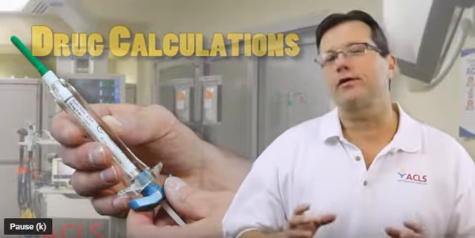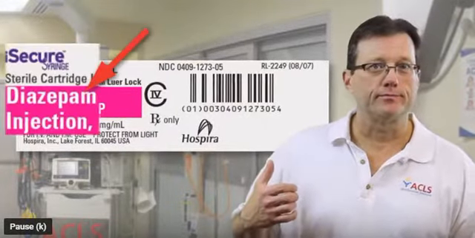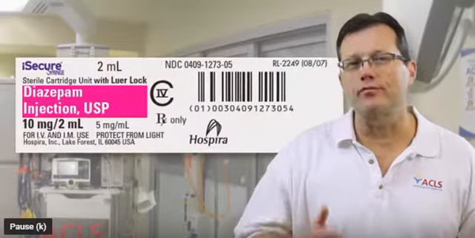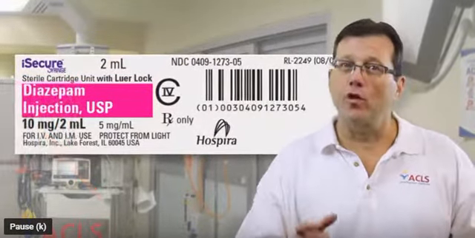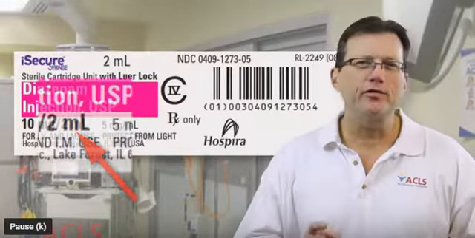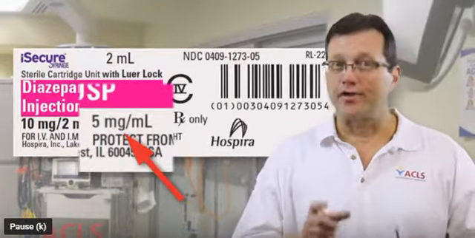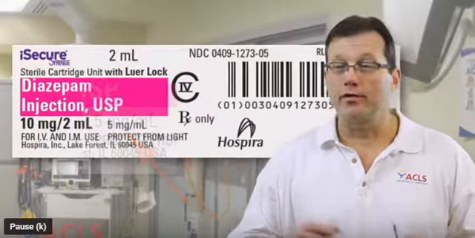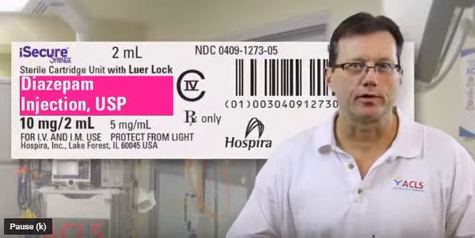Now, first, let's take a look at the drug packaging. First, you're going to have the name of the drug. Very helpful. Second, you're going to have the total amount of drug in that container. Then, you're going to have the total amount of fluid that's in that container. And then you're going to have the concentration. And the concentration is how much drug per cc in that container. And you're going to need to know all of these so that we can accurately calculate and administer our drugs.